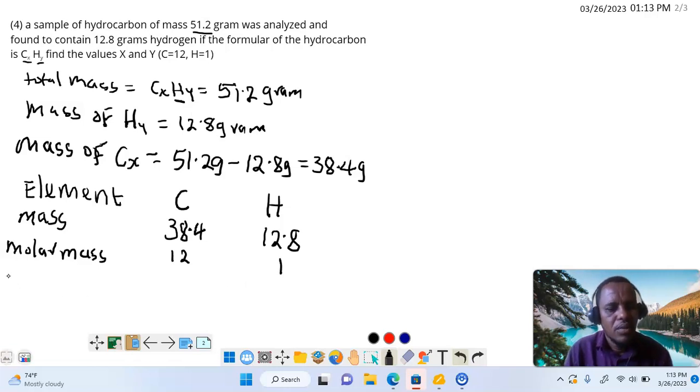Then again we need number of moles. Number of moles. What's happening in my pen? My pen is not working today. What happened? Okay, number of moles.